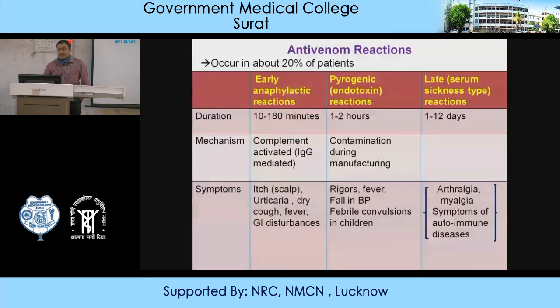Now, antivenom reaction occurs in 20% of patients. Duration 10 to 180 minutes. Pyogenic: 1 to 2 hours. Late: 1 to 12 days. Mechanism: competitor activity, IgG mediated. Contamination during manufacturing. Symptoms: urticaria, dry cough, fever, GI disturbance, rigor, fall in BP. While in late reaction: arthralgia, myalgia, autoimmune disease type.